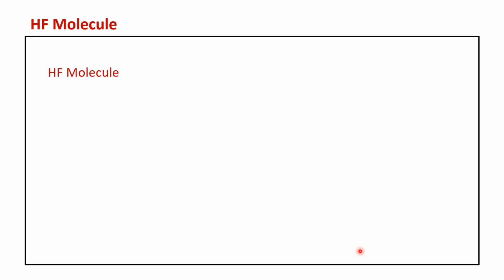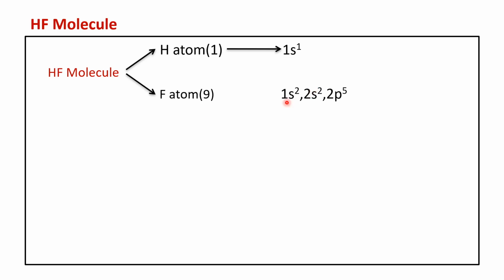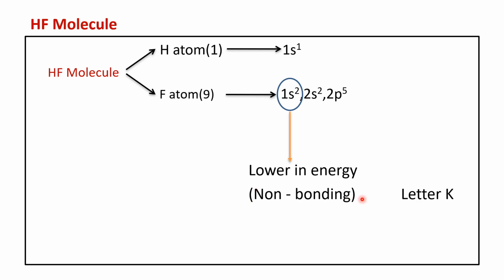Now in case of this HF molecule, we know that it is formed by two atoms. The first atom is the hydrogen atom with atomic number 1. That means the electronic configuration is 1s1. The second atom, the more electronegative atom, is the fluorine atom, which has atomic number 9. That's why the electronic configuration is 1s2, 2s2, 2p5. Now, this 1s2 orbital is lower in energy, and as it is lower in energy, it is considered as non-bonding. And hence, while writing the MO electron configuration, we have to use the letter K.